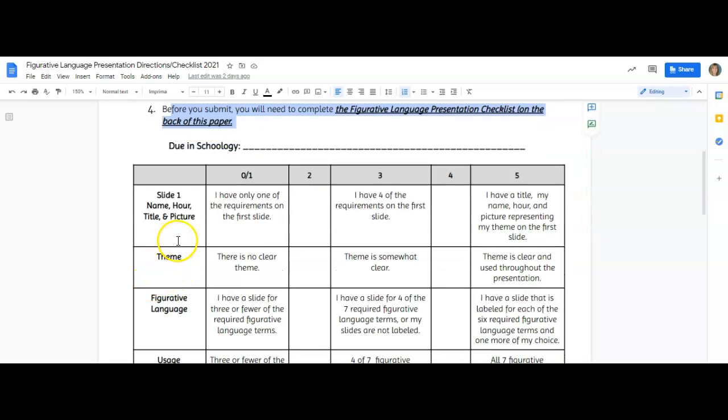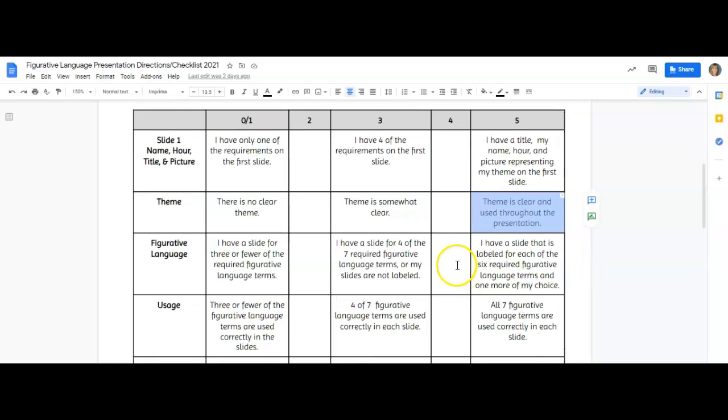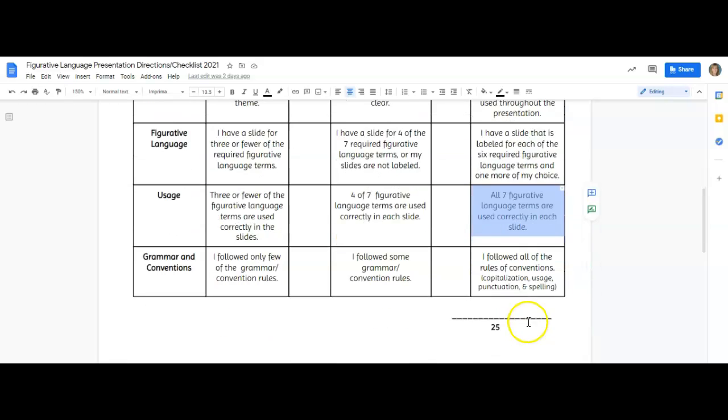So the first slide is, if you want to get all the points, you have to have your name, hour, title, and picture. I have a title, my name, hour, and a picture representing my theme on the first slide. The theme has to be clear and used throughout the entire presentation. For figurative language, you have a slide labeled for each of the 6 required figurative language terms and 1 more of your choice. So hopefully you just do all of those, and they have to be correct. Usage: all 7 figurative language terms are used correctly in the slide. And then I fill out all the rules of conventions: capitalization, usage, punctuation, and spelling.